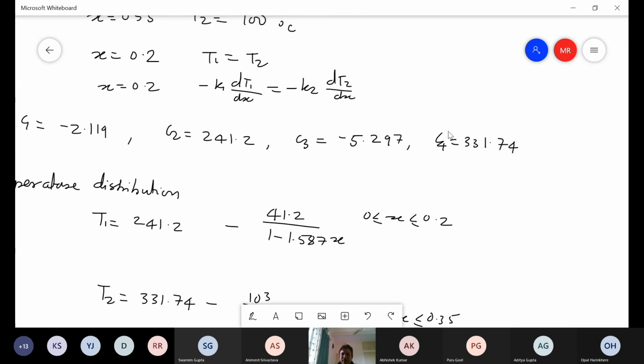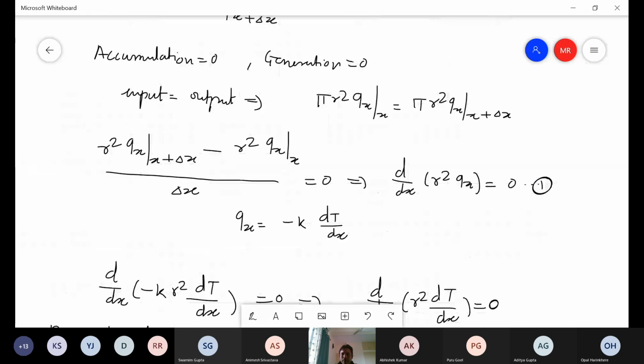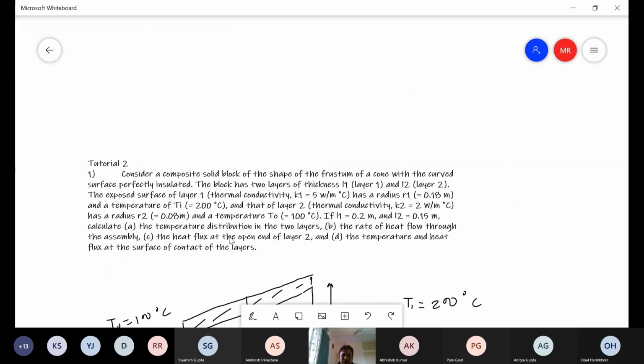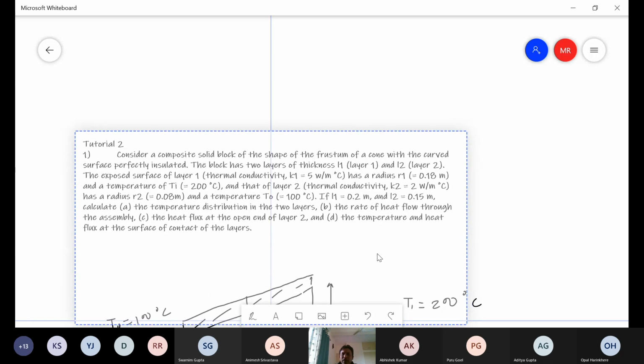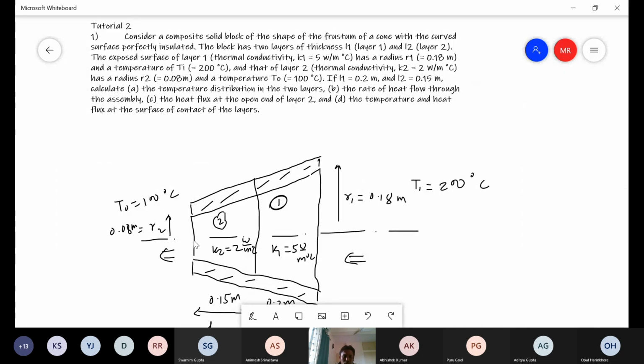In part C, what we are interested in is the heat flux at the open end of layer 2. That is what we are interested in, isn't it? The open end of layer 2. That means we wanted to find out the heat flux here, isn't it?